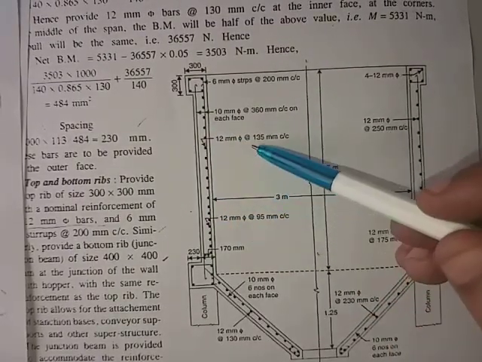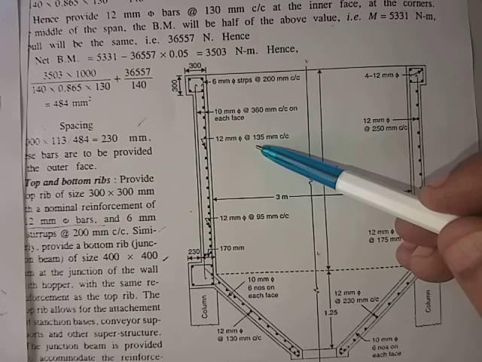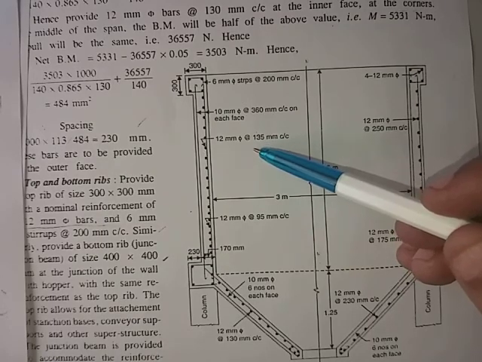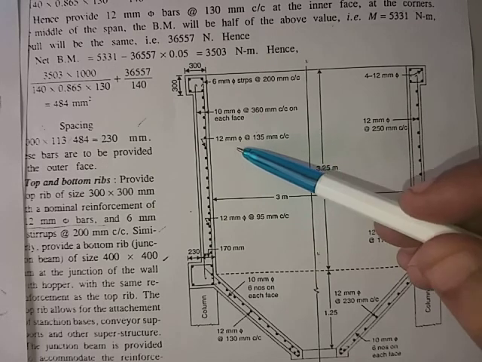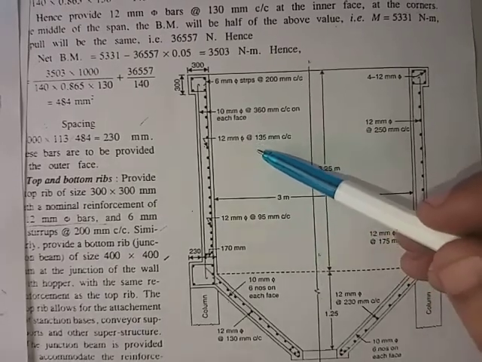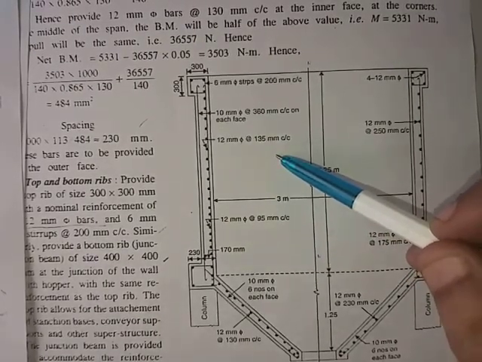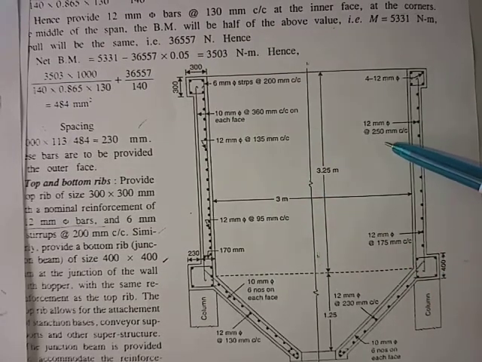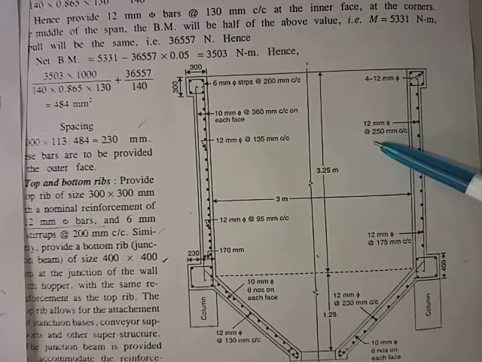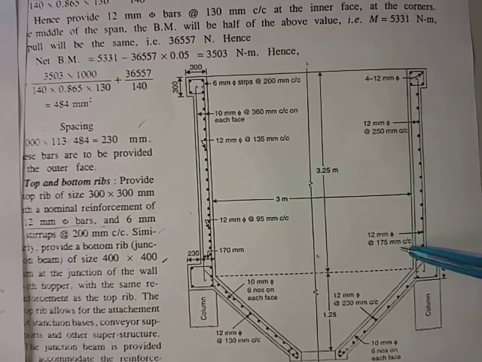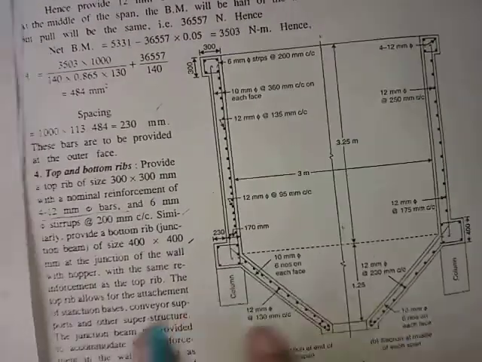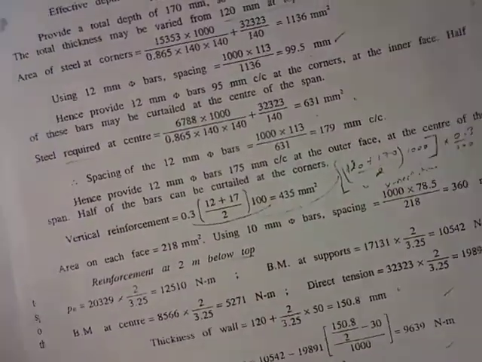Now in this case, the thickness required at the top is less. So according to the thickness, the steel requirement is less. It has been provided as 12 mm at the rate of 135 mm center to center for the inner face, and it is reduced to 12 mm dia bars at the rate of 250 mm center to center for the outer face, which was earlier 175 for the bottom case. So this is regarding the steel.